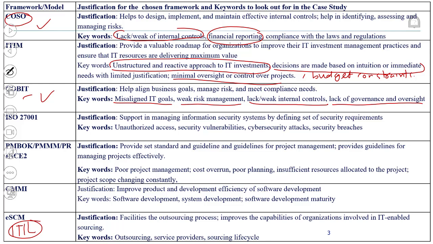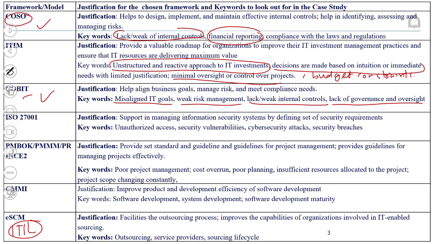Lack of governance and, for example, oversight. So you see those things, then think about COBIT and what would be the justification? So base it on the case study, but generically, you can say that it is to help align IT with the business goals, manage risk, and meet the compliance needs, because that's what COBIT is all about, okay?